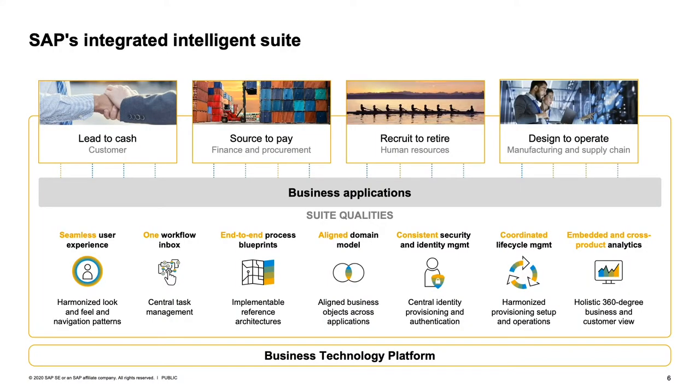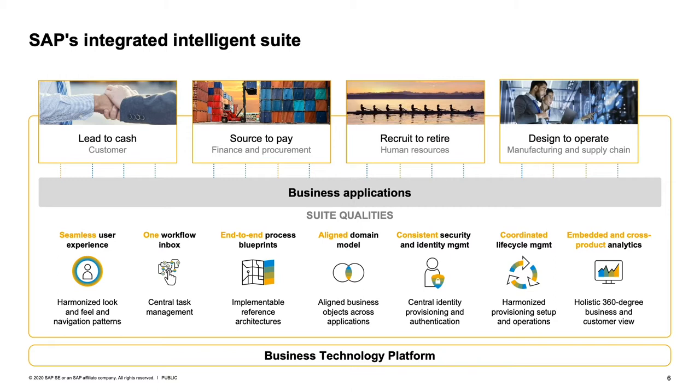Before we dive into SAP Graph, the first thing is to take a look at SAP's integrated intelligence suite. You probably have been introduced already to the four end-to-end processes. I'm not going to go into detail about these processes, but all of them are not built by one product. They are basically different business systems coming together, fulfilling these end-to-end processes. So when you bring multiple business systems together to build an end-to-end solution, we need certain qualities for these solutions to come together. And that is addressed through the suite qualities.